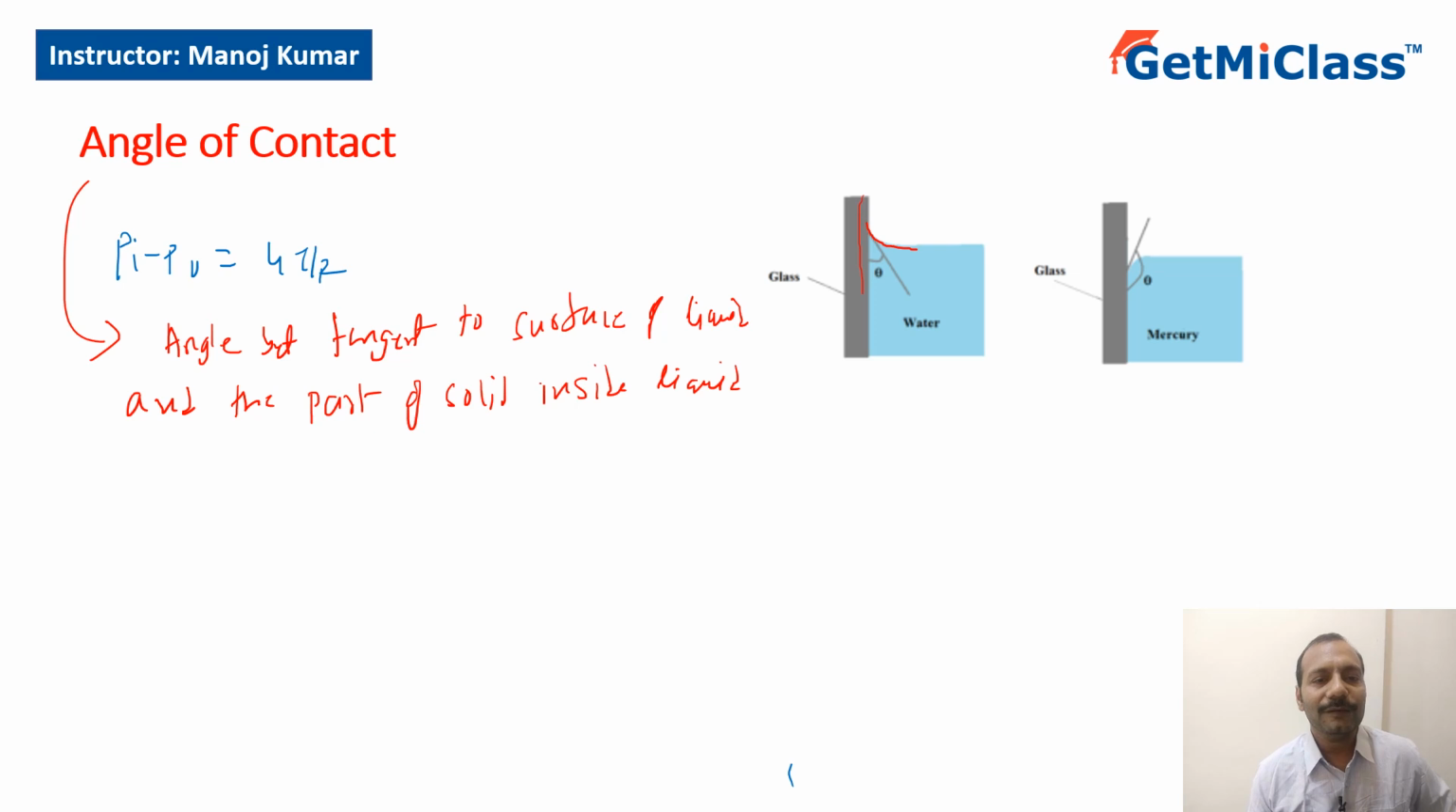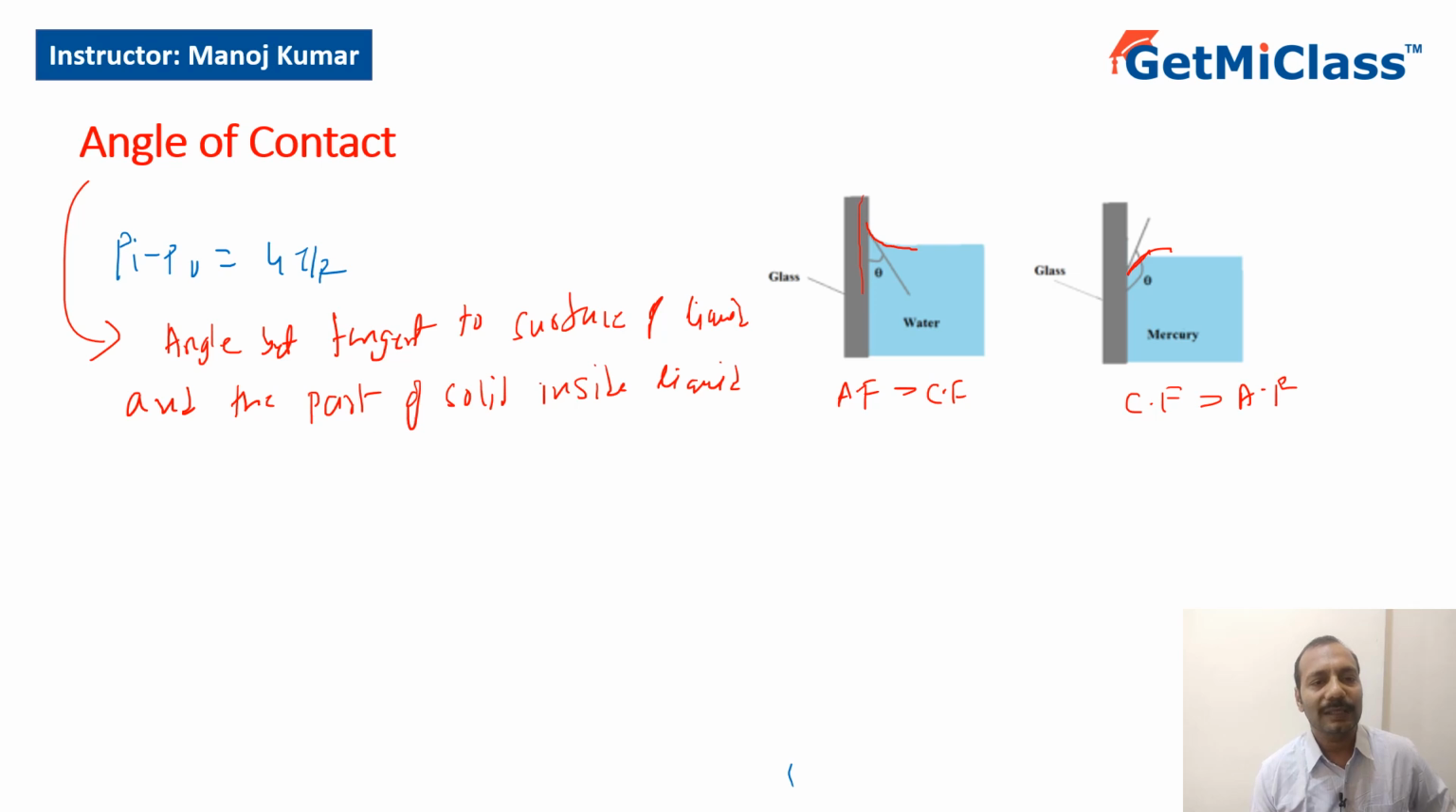Similarly, if cohesive forces are greater than adhesive forces, then the force of attraction between the liquid molecules is greater than the force of attraction between the molecules of the solid and liquid. So here we have cohesive forces greater than adhesive forces, and here adhesive forces greater than cohesive forces. Depending on that, we get either a concave surface or a convex surface, something like this.